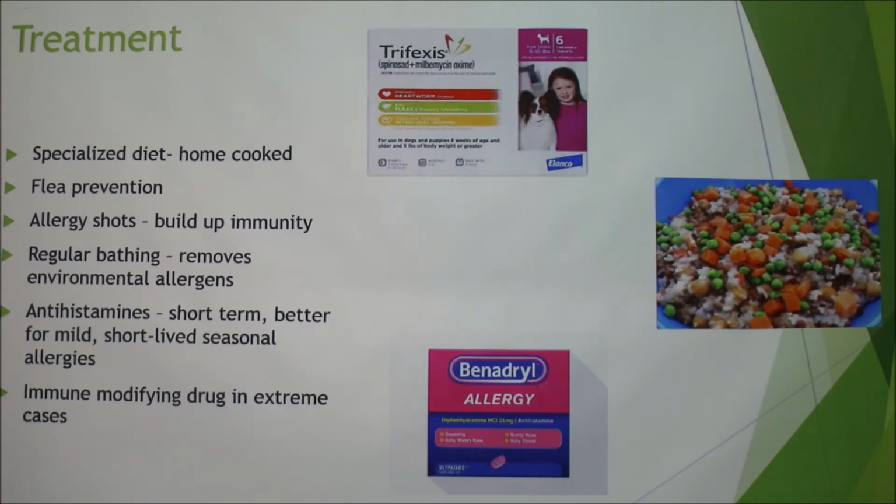Okay, and then treatment for food allergies. If it's something really simple, then it might just be avoiding that certain food and getting a specialized food that doesn't contain that ingredient. You can buy foods that don't have corn in them or that don't have wheat in them. If a dog's allergic to multiple things, the vet might suggest that you make your own dog food at home, home-cooked dog food.